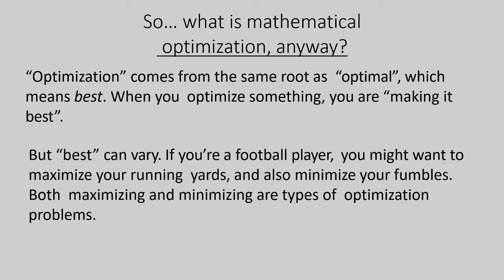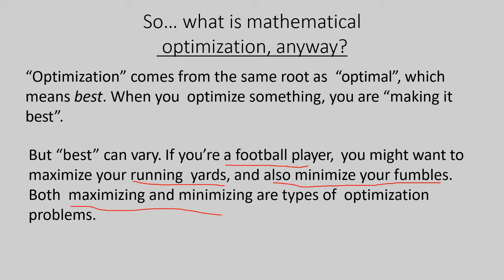Here is another scenario through which I can explain how we do optimization. Say you are a football player, and everyone is interested in football, and you want to maximize your running yards. You are supposed to run from one end to the other, and chase the ball, and also minimize your fumbles. You should minimize fouls during your movements. So both maximization as well as minimization are types of optimization problems.